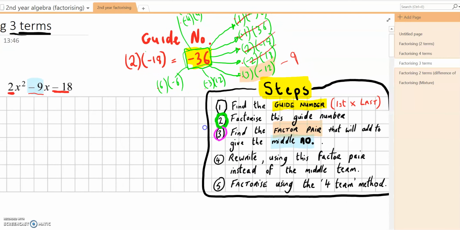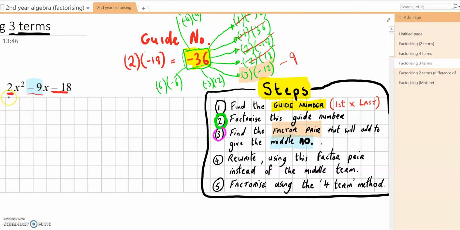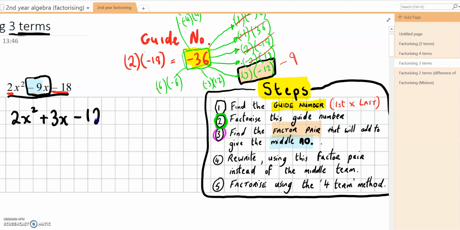I need to rewrite this question that we've been given using the factor pair instead of the middle term. So what that means is I'm going to leave 2x squared, that's fine, but I'm not going to use minus 9x anymore. I'm going to use this factor pair over here. I'm going to use 3x minus 12x, and then the last number is the same, that doesn't change.